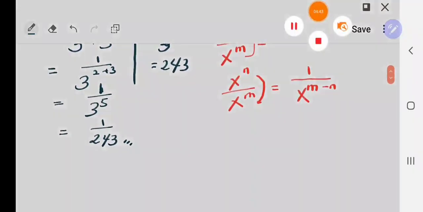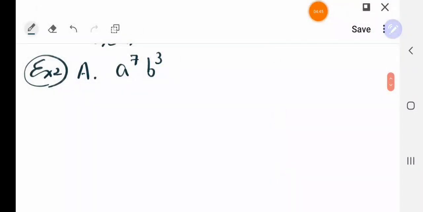Okay, let's try another example. Exercise 2, letter A. a to the negative 7th power times b cubed. We can move this negative 7th power to the denominator. So the numerator b cubed stays, but move this a to the 7th power. The denominator contains a to the 7th power because this negative exponent becomes positive.